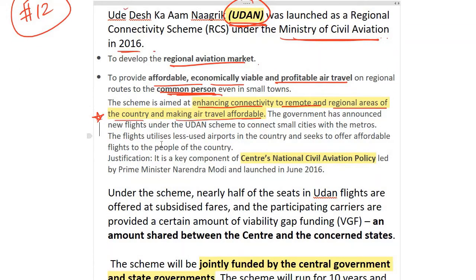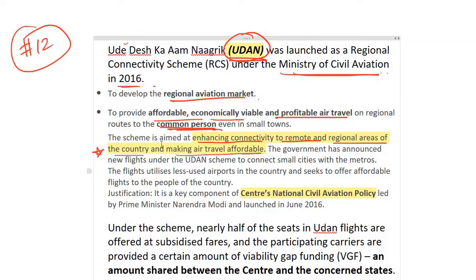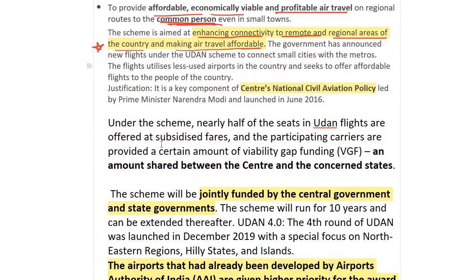Air travel को affordable बनाना, remote areas को connect करना, regional areas को connect करना. उड़ान, उड़े देश का आम नागरिक, ठीक है, इतना याद रखिएगा. अब बहुत ज़्यादा डिटेल में जाने की जरूरत नहीं है स्कीम के बारे में, बस ये चीज़ें हैं, कुछ चीज़ें we'll see.